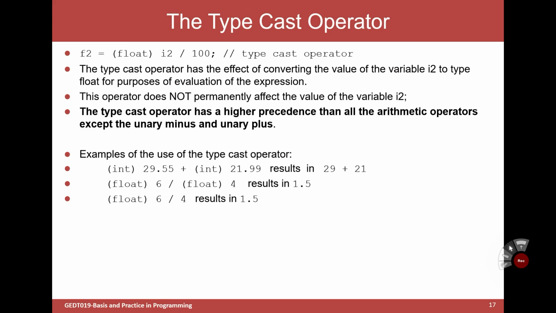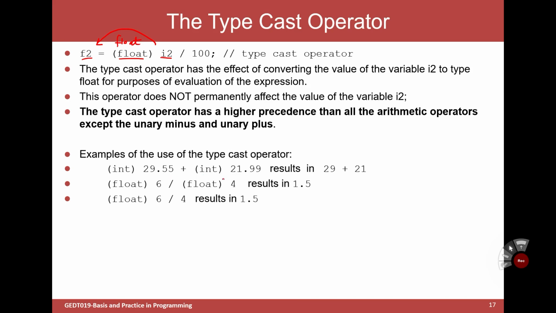Okay, so here is the casting. How can we do the casting? Here is an example of casting. So f2 is a float, and this one is an integer converted to float. So the result will be float. Okay, how about this one?